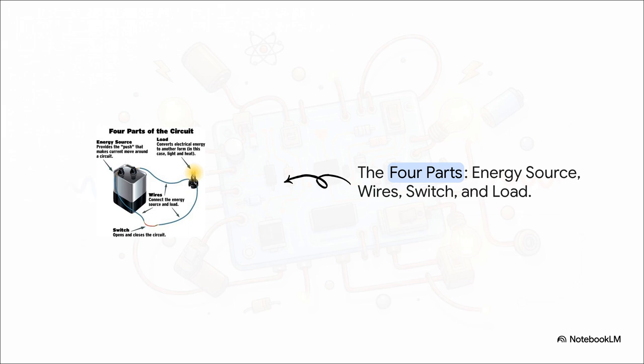Third, a load, like our light bulb, which actually takes that electrical energy and converts it into something else, which in this case is light and heat. And fourth, sometimes you'll have a switch which safely opens and closes the circuit so you can control the flow without having to physically yank the wires apart.